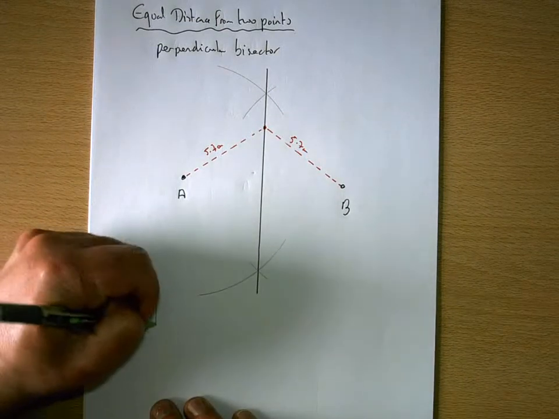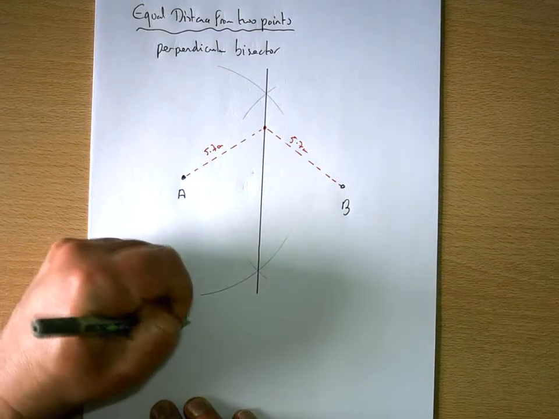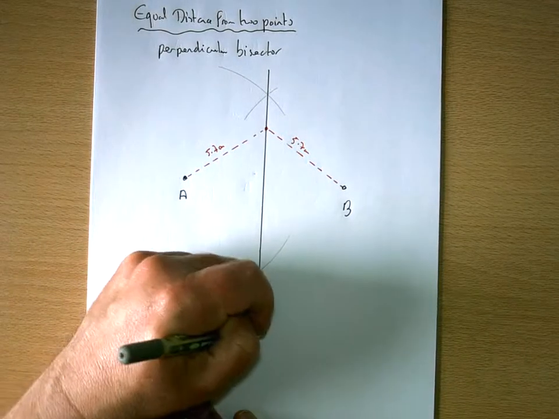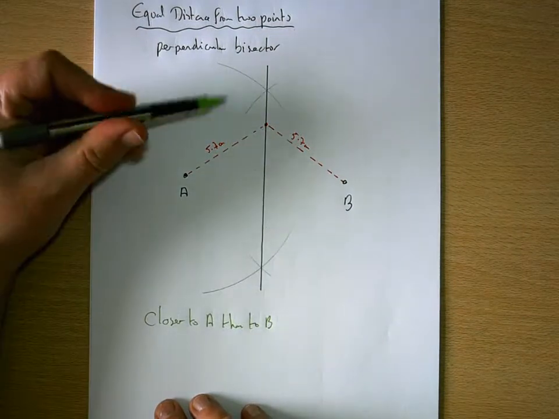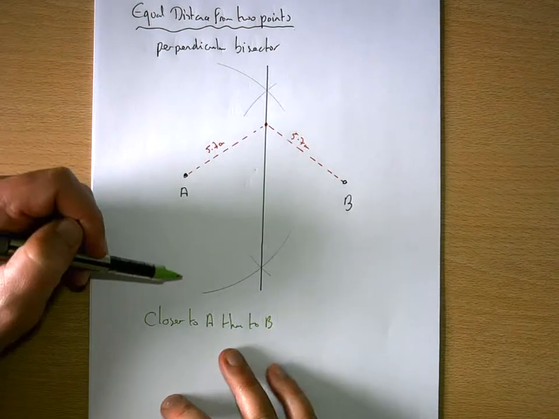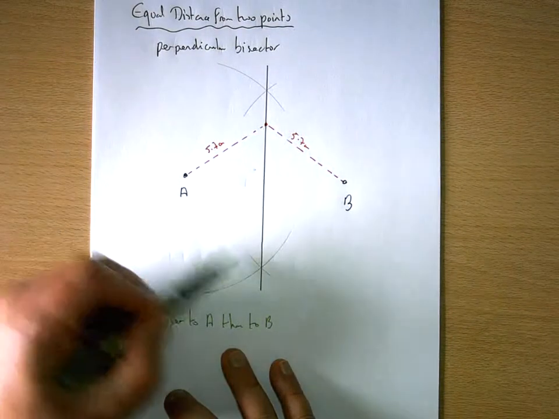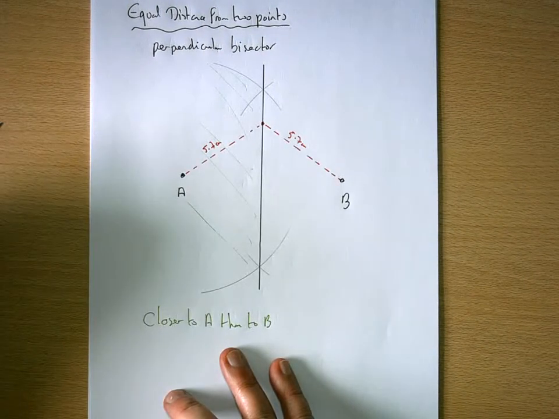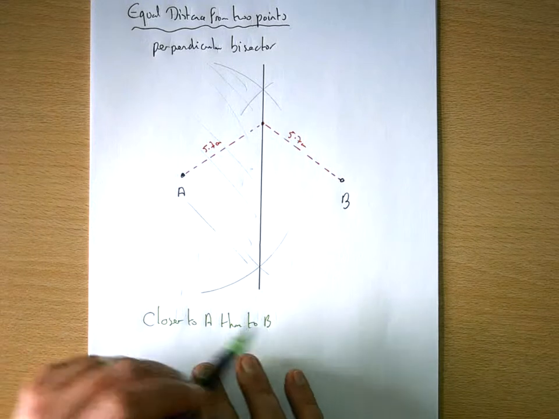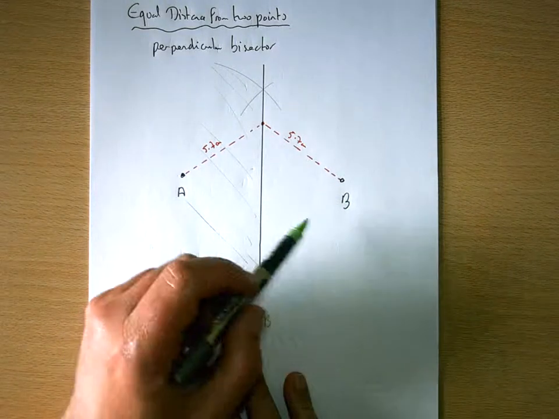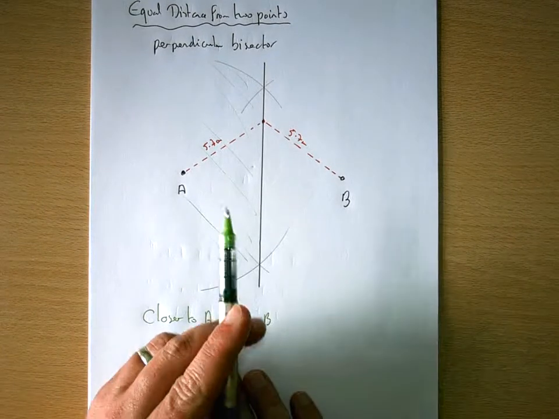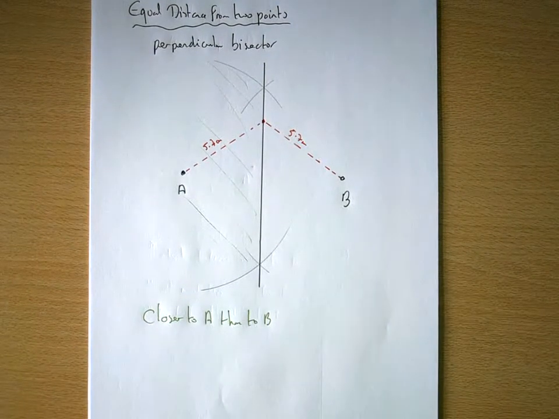If the language said closer to A than to B, well, once you've drawn that dividing line, closer to A than to B would be everywhere that side of the line. If it said closer to B than to A, then it would be to the right of the line, then it would be nearer there. But the construction you would have to draw is this perpendicular bisector between the two.